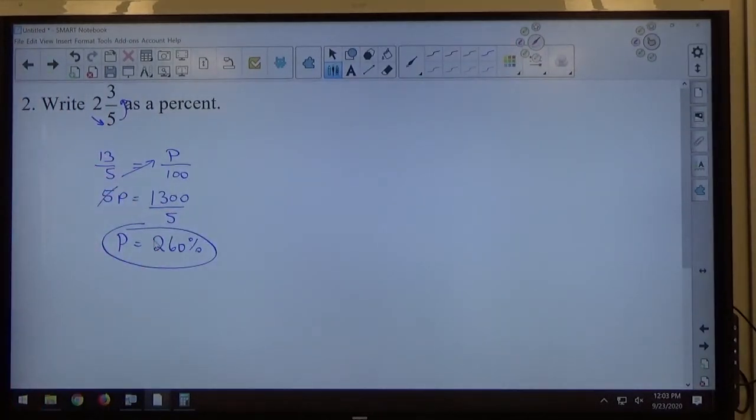So in general, fraction equals P over 100, cross multiply. If it's a mixed number, improper fraction is better than mixed number. That's the easiest way to do it.